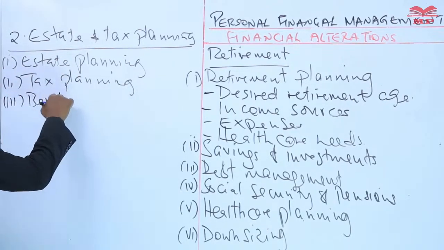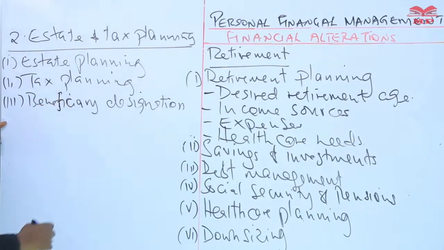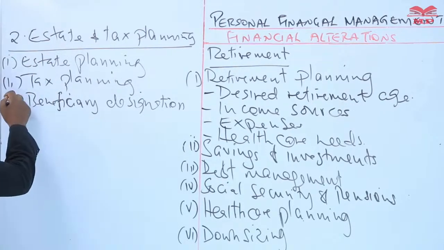3. Beneficiary designation. One may need to designate beneficiaries for retirement accounts, insurance policies and other assets to ensure that one's wishes are followed after death. Beneficiary designation.